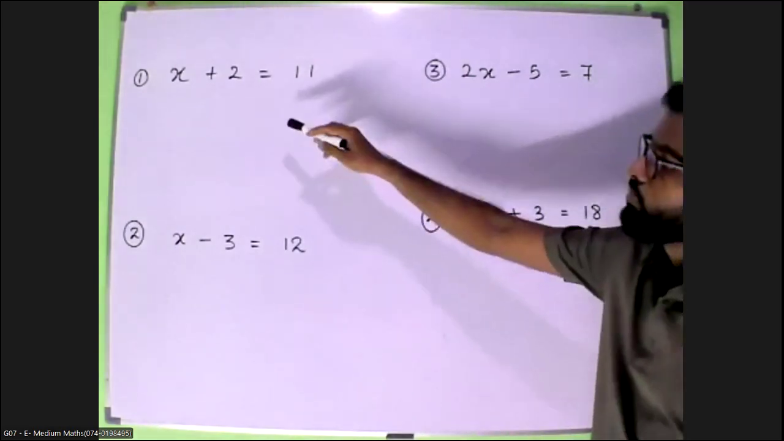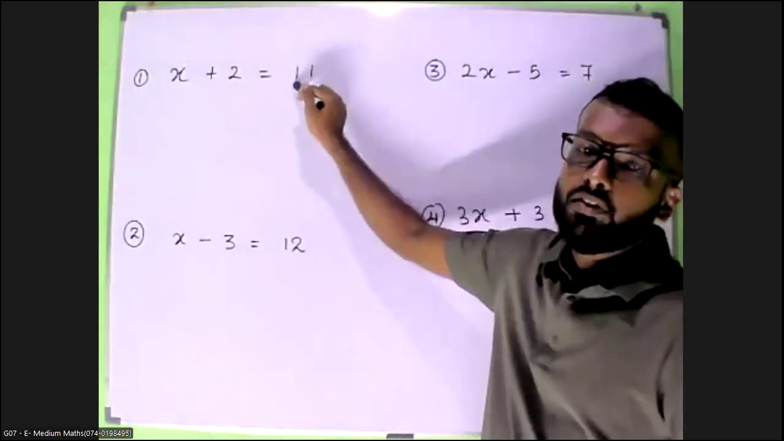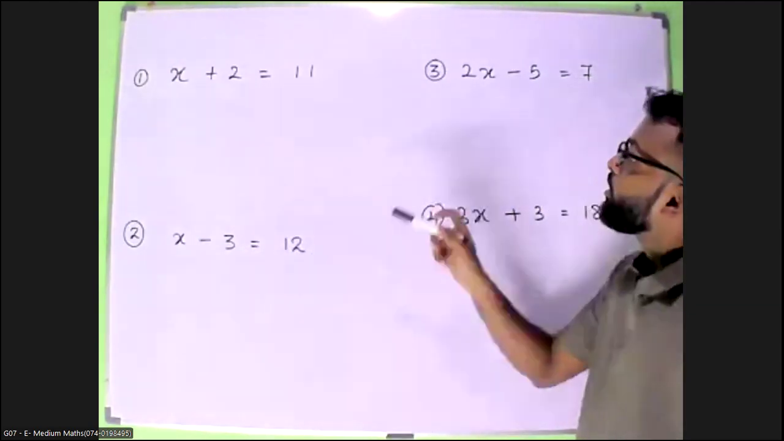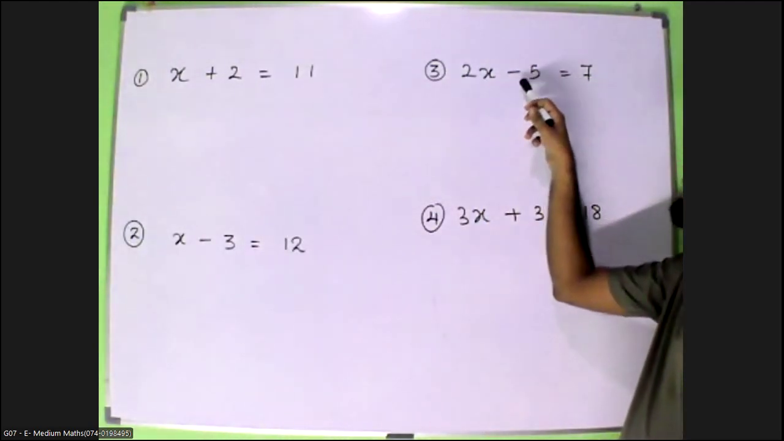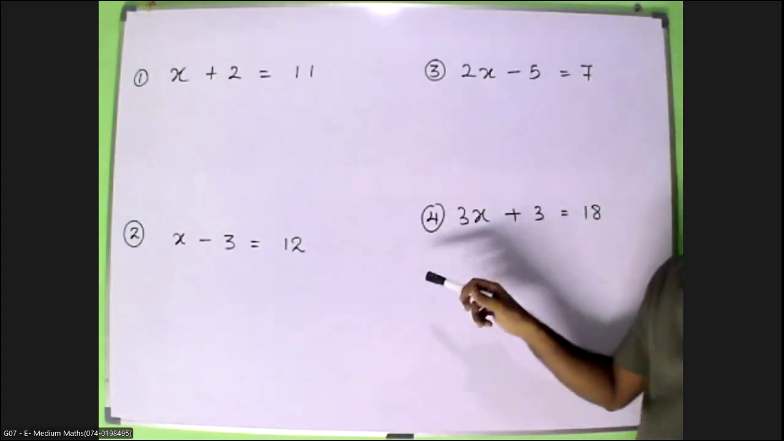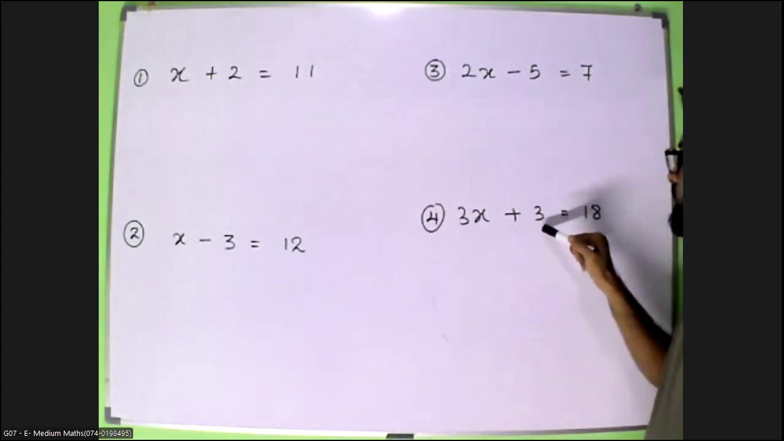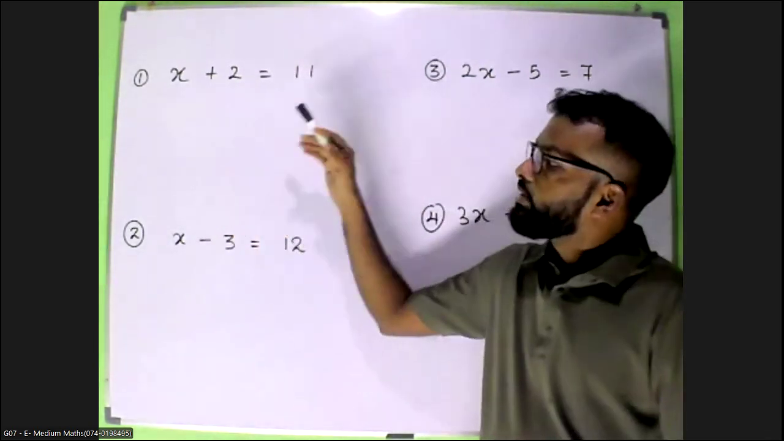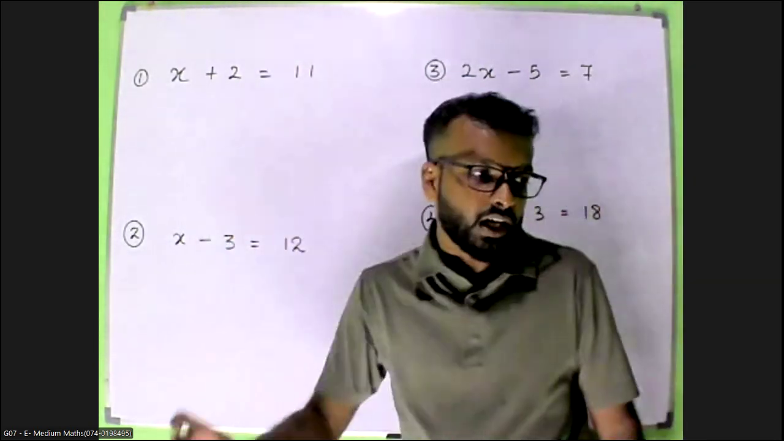Right, please do this. First one, x plus 2 equals 11. Second one, x minus 3 equals 12. Third one, 2x minus 5 equals 7. Fourth one, 3x plus 3 equals 18. Please do this and send me the answer for it. Just type and say.